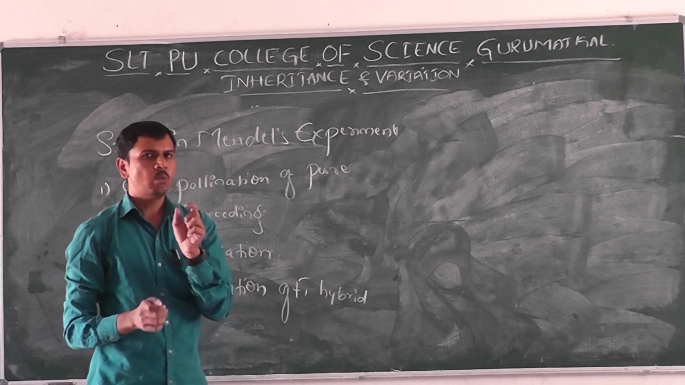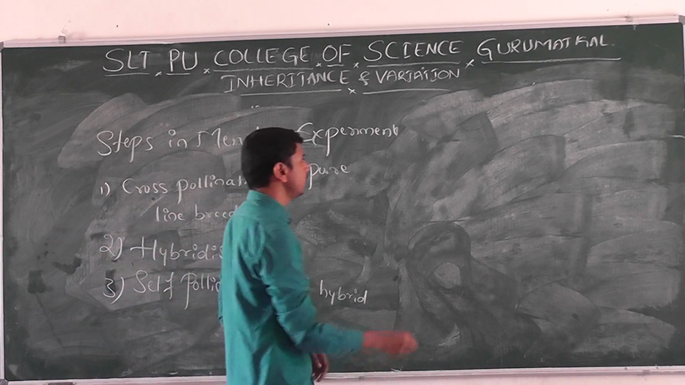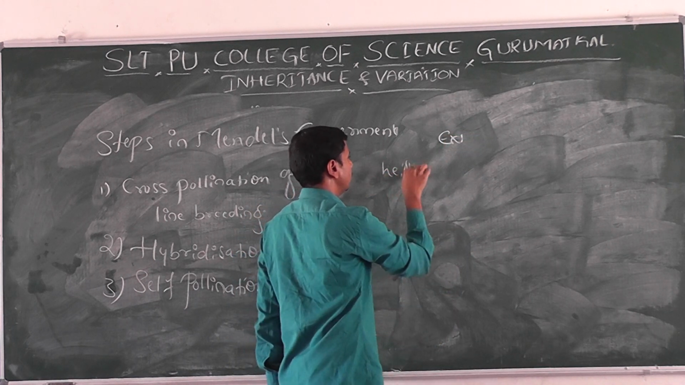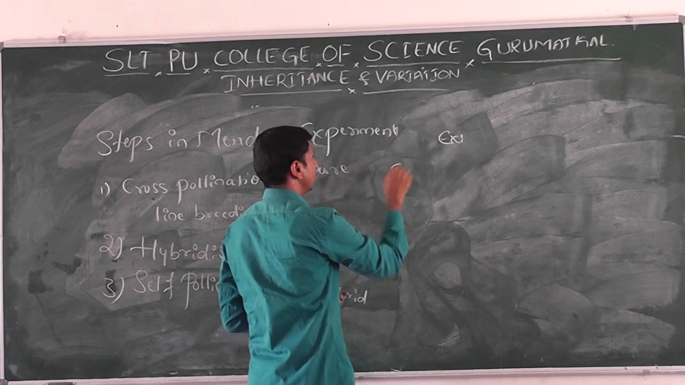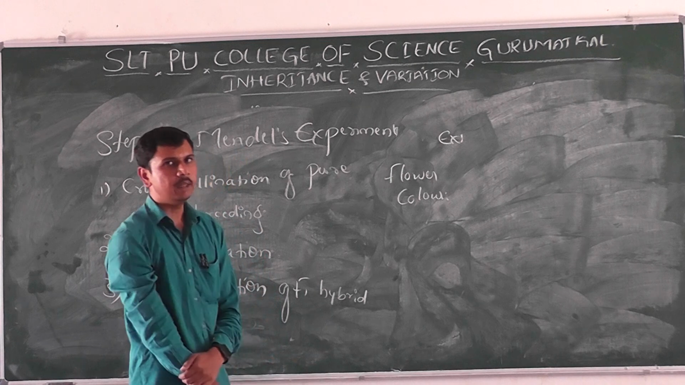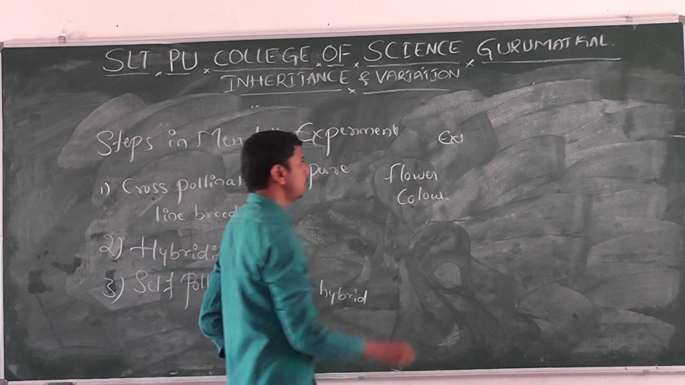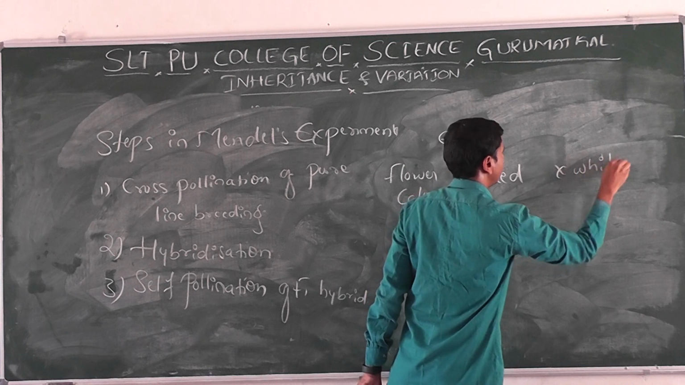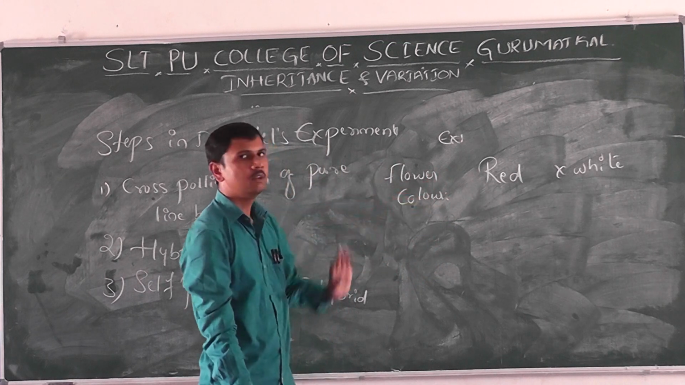Pure line breeding, so whatever the genes which are homozygous, if we have taken, I will show you one of the examples here. Just if we have taken height of a stem, right? Okay, we will go with the flower color. So in the flower color, we are going to see two traits, that will be the red and white. Okay, the red and white are the two traits which are present in a flower color.